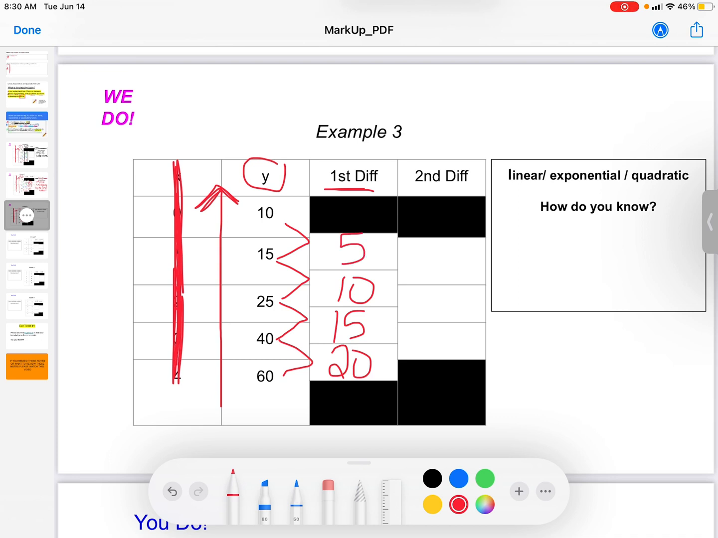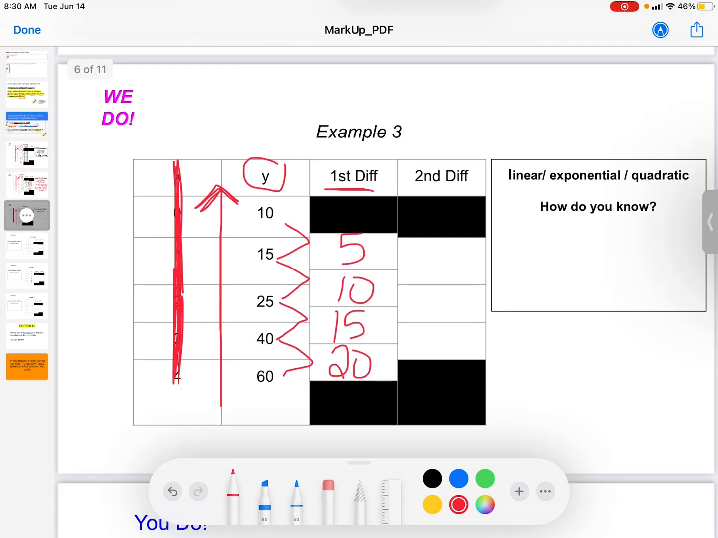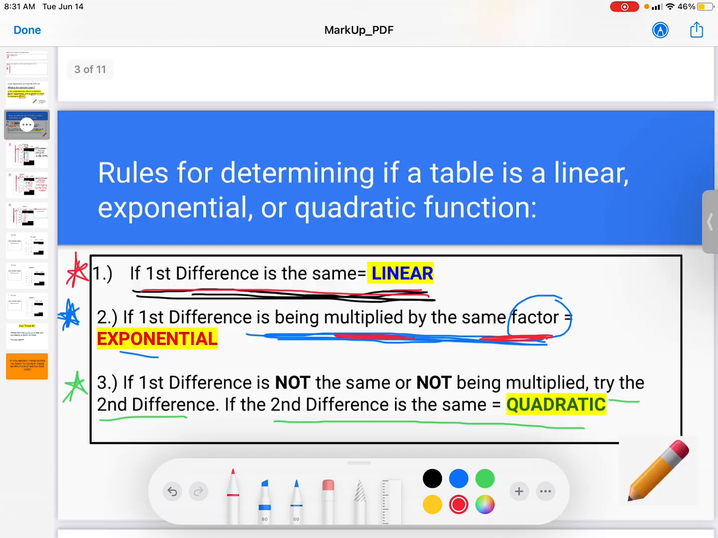All right. When you do the first difference, stop for a second, check your rules. So rule number 1, is the first difference the same? When I look at these numbers, they are not the same, right? 5, 10, 15, 20, not the same. So right now I know linear does not work, okay? Exponential, are my first differences being multiplied by the same number?